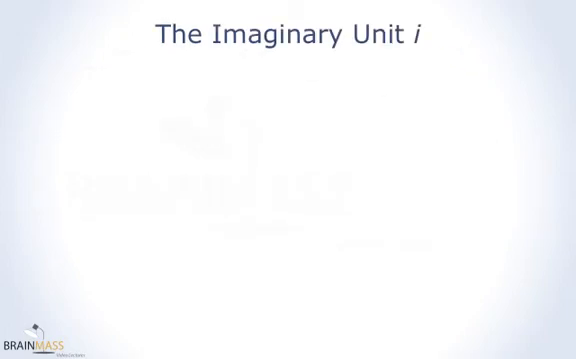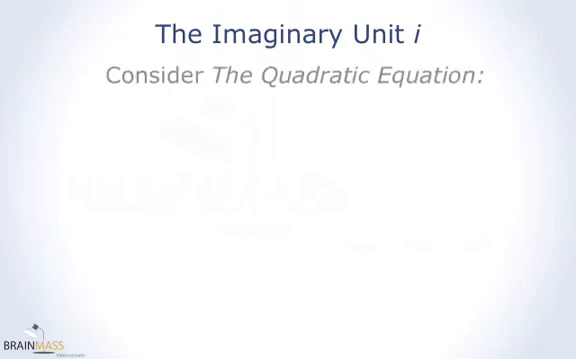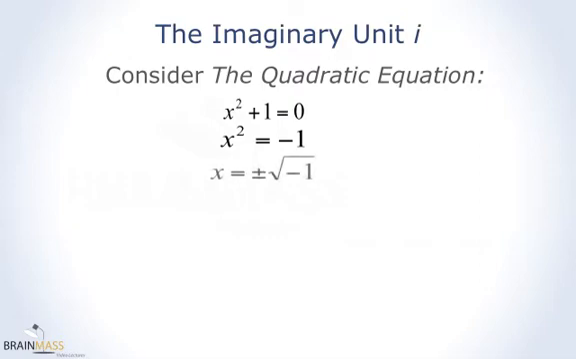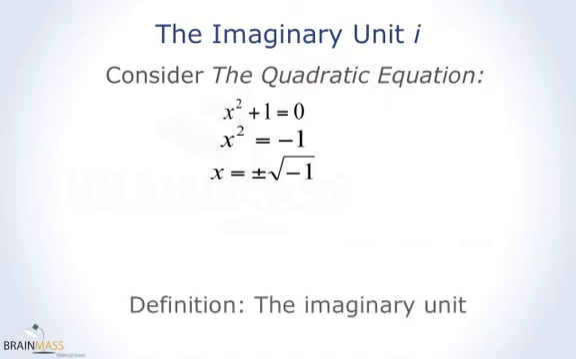We begin with the imaginary unit i. Consider the quadratic equation x squared plus 1 is equal to 0. In order to solve this equation, we must subtract 1 from both sides, and then take the square root of both sides, resulting in plus or minus the square root of negative 1. Since there are no real numbers that can be squared to give you negative 1, the square root of negative 1 is not a real number. We define the imaginary unit i to be the square root of negative 1.